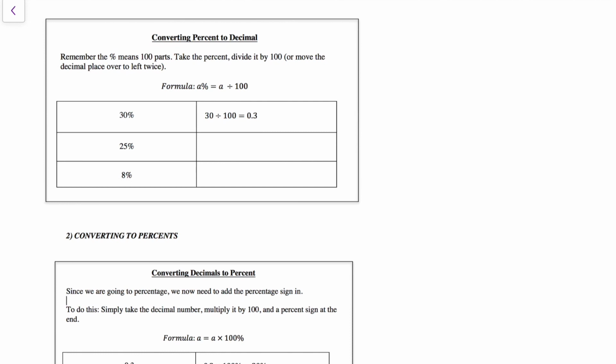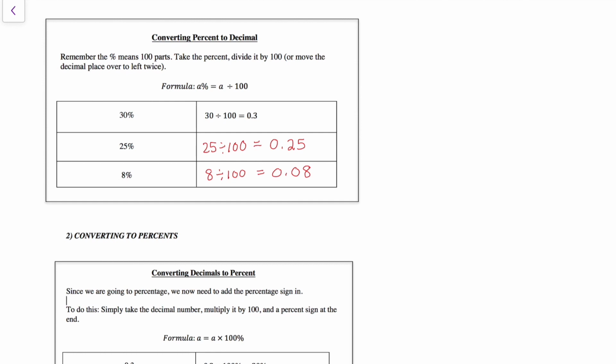Okay, so for 25%, I'm going to do 25 divided by 100, and then I get 0.25. And for 8%, I'm doing 8 divided by 100, and I get 0.08. Now be careful, any percent that's less than 10 is going to have that 0 in front. So it's not 0.8. Be careful there. That is 80%, which is quite a bit different than 8. So just be careful there with your percents less than 10.